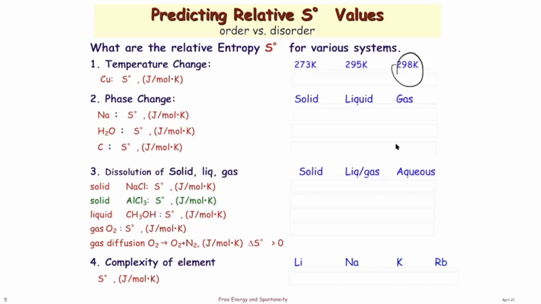Sodium: solid, liquid, or gas? I just said the gas will have a higher entropy. So here it would be the gas. For water, the gas as well. For carbon, there are two forms of carbon, diamond and graphite. Which one's more ordered? Diamond's more ordered. So graphite is going to have the greater entropy versus the diamond.